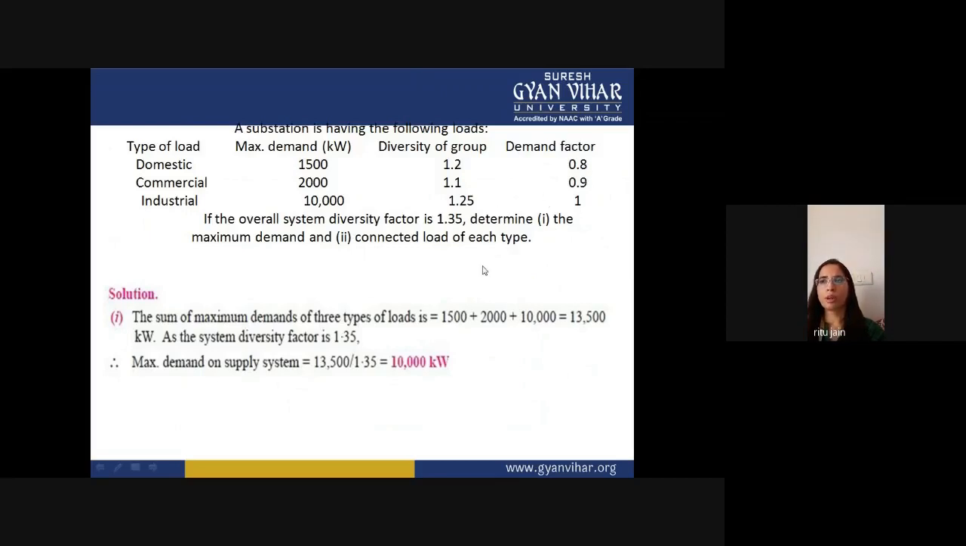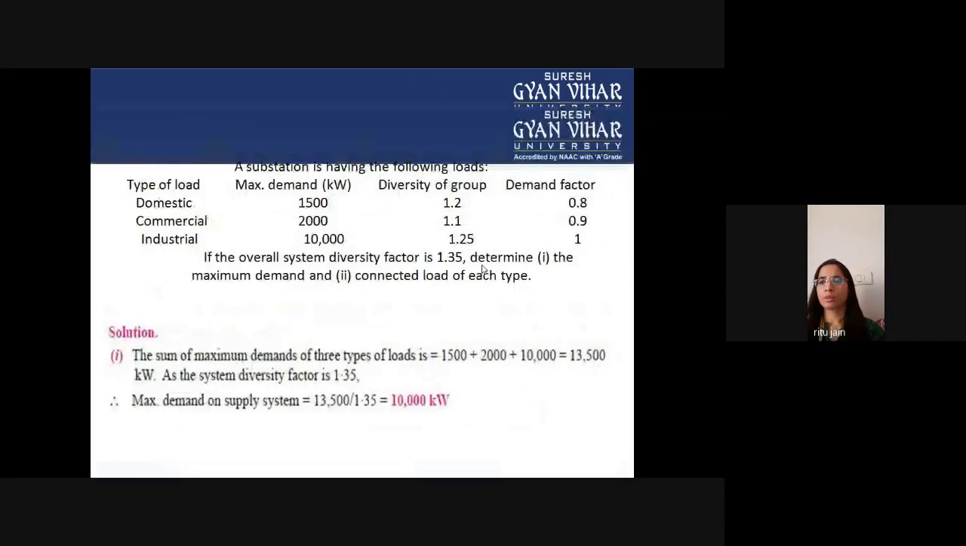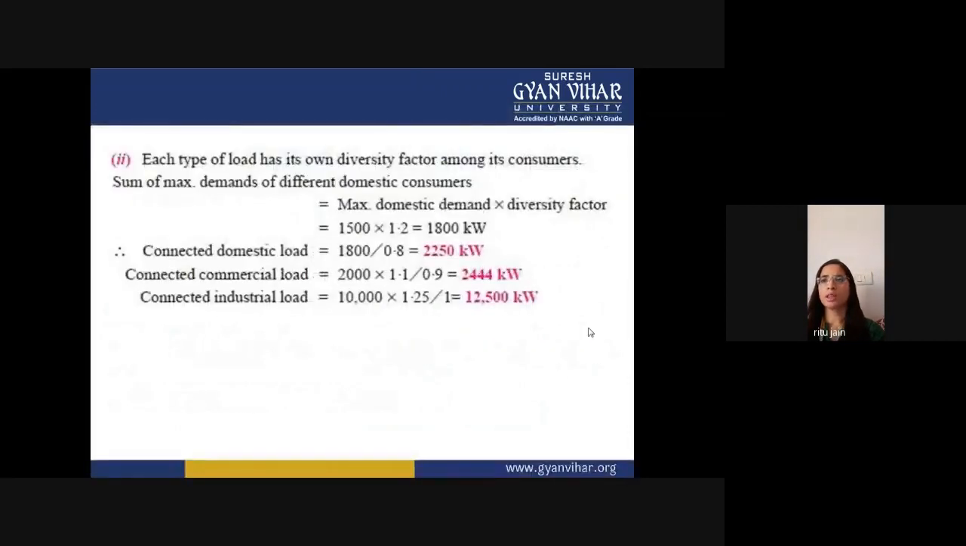So what is the formula of your demand factor? It is equal to maximum load upon connected load. Okay, so by this formula, you can easily calculate the connected load. Each type of load has its own diversity factor among its consumers of maximum demand of different domestic consumers. So maximum domestic demand into diversity factor is equal to 1800 kilowatt.